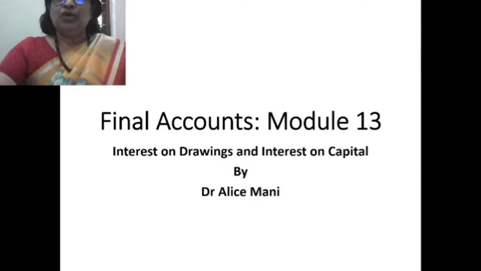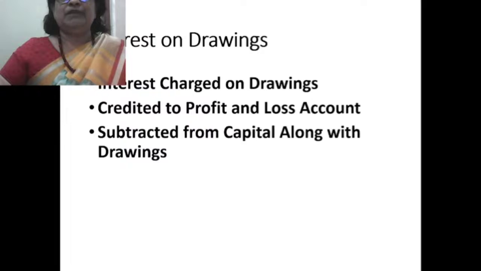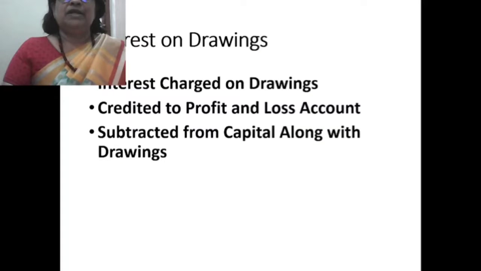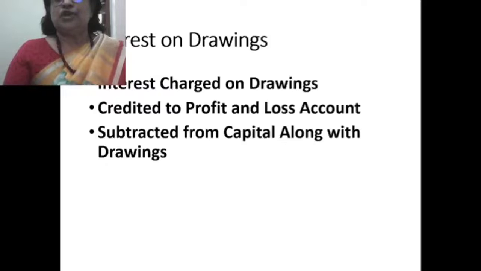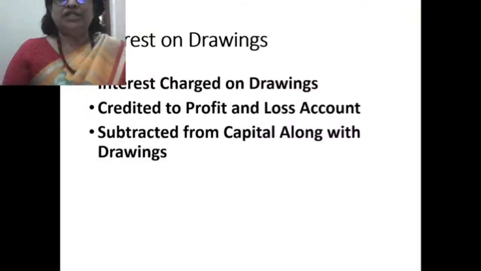In this module, I am going to explain two adjustments, interest on drawings and interest on capital. Interest on drawings: when the proprietor is withdrawing money from the business, we have to provide interest for that, because it's an income for the firm. Some firms charge interest on proprietor's drawings because the proprietor is using that for his personal use. So what will be the adjustment? I told you it's an income, so it will be credited to profit and loss account. Similarly, it will be subtracted from capital along with drawings.